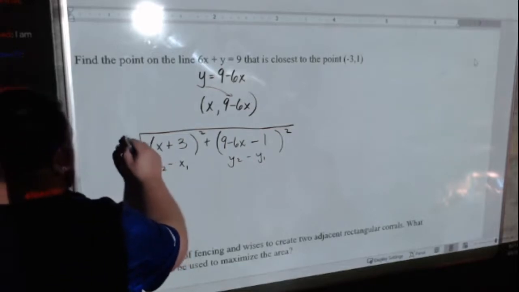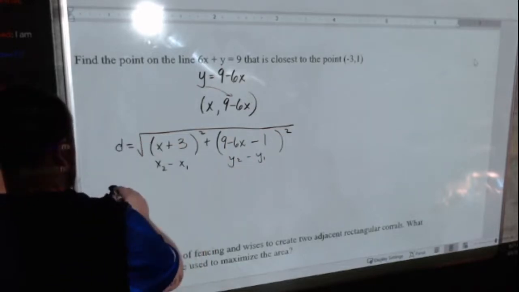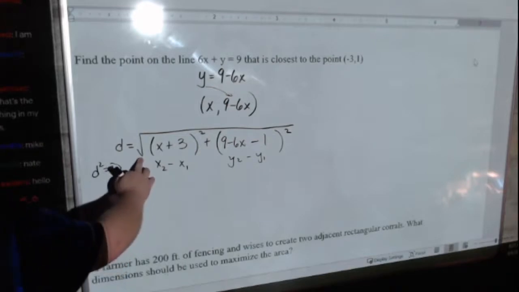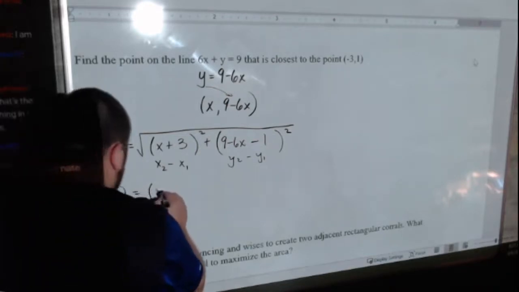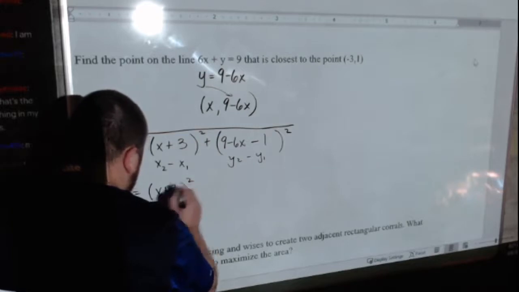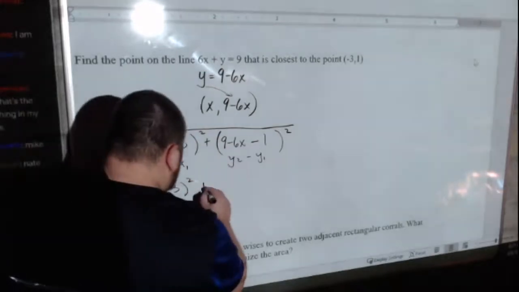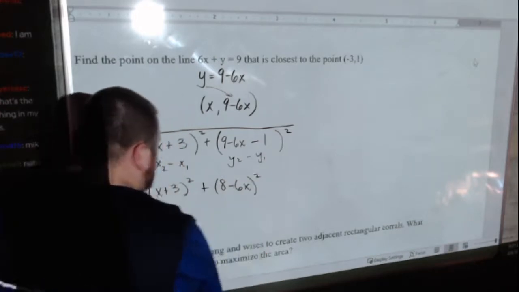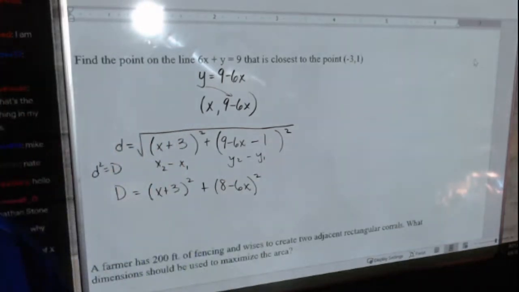Again, I'm going to go ahead and square both sides. And by doing that, I get rid of the radical. So I've now got x plus 3 squared, and this one is 8 minus 6x squared. Again, you could multiply this all out. I'm going to go ahead and use chain rule on both, because we should have a really good handle on that by now.